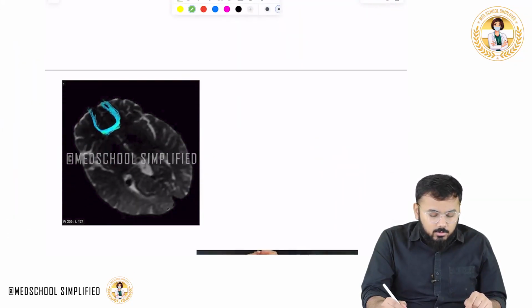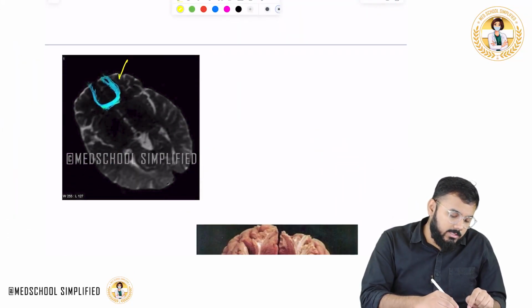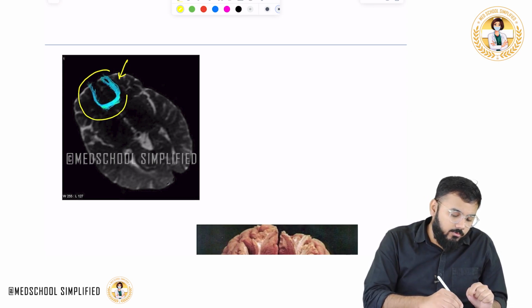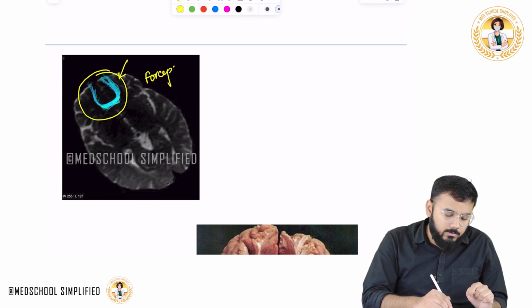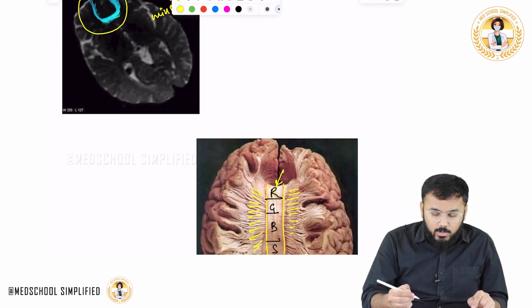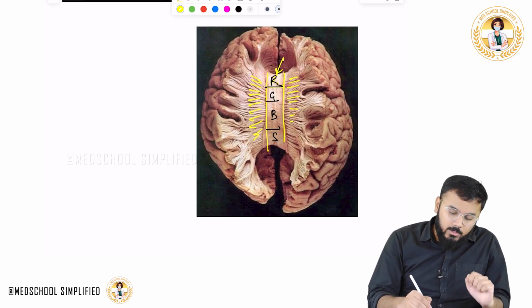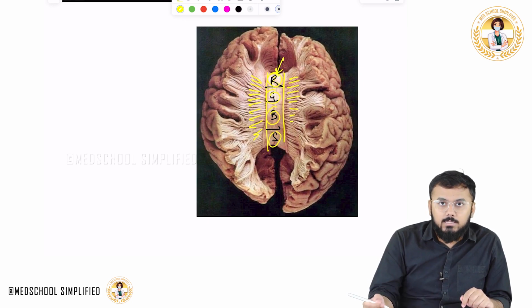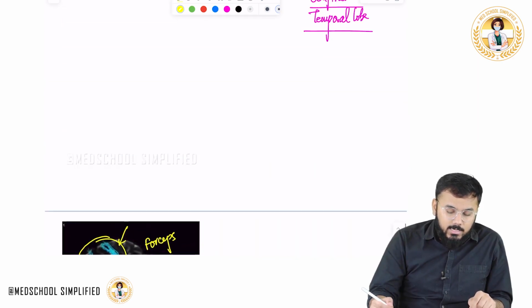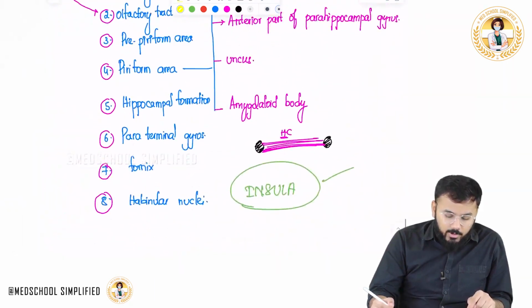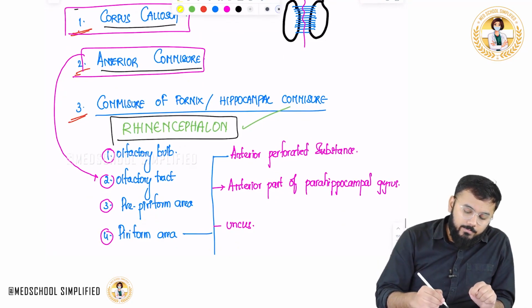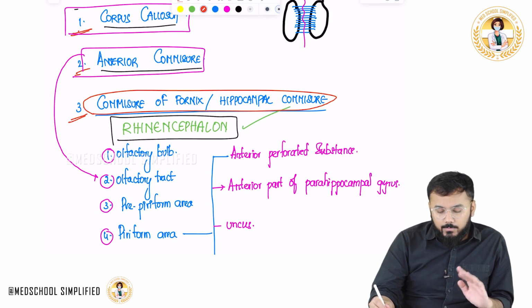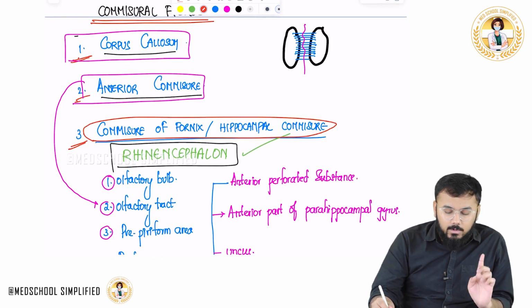These fibers which you can see over here are called the forceps minor. Where is this forceps minor located? In the frontal lobe, right? Now you understood what these fibers over here are, right? And next it is the body as well as the splenium. Now what we shall discuss is what fibers form the commissure of the fornix, or the hippocampal commissure. Before that, this is all you need to know regarding the corpus callosum and anterior commissure.